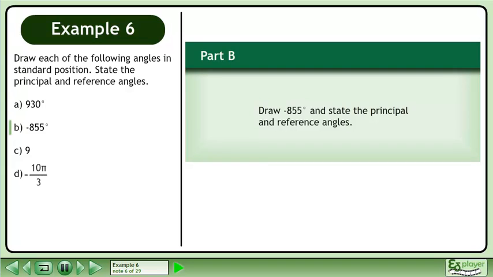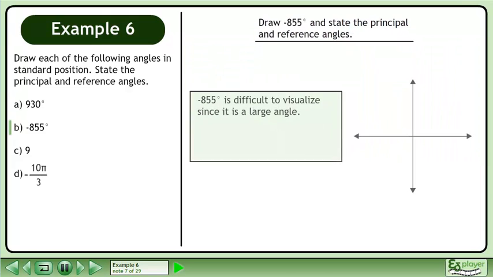In Part B, draw negative 855 degrees and state the principal and reference angles. Negative 855 degrees is difficult to visualize since it is a large angle. The animation shows that multiple clockwise revolutions are required to position this angle.